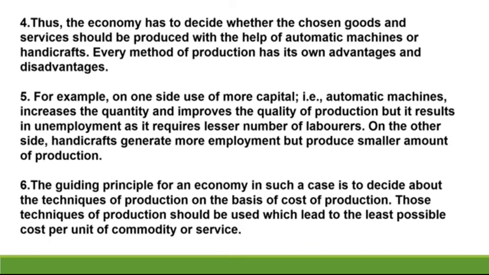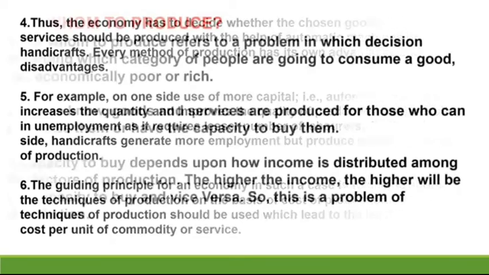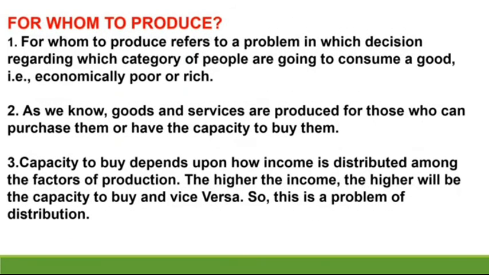Now the last problem that we are going to talk about is for whom to produce. For whom to produce refers to a problem in which a decision regarding which category of people are going to consume a good, either economically poor or rich, is taken. As we know, goods and services are produced for those who can purchase them or have the capacity to buy them. Capacity to buy depends on how income is distributed among the factors of production. The higher the income, the higher will be the capacity to buy, and vice versa. So, this is a problem of distribution.